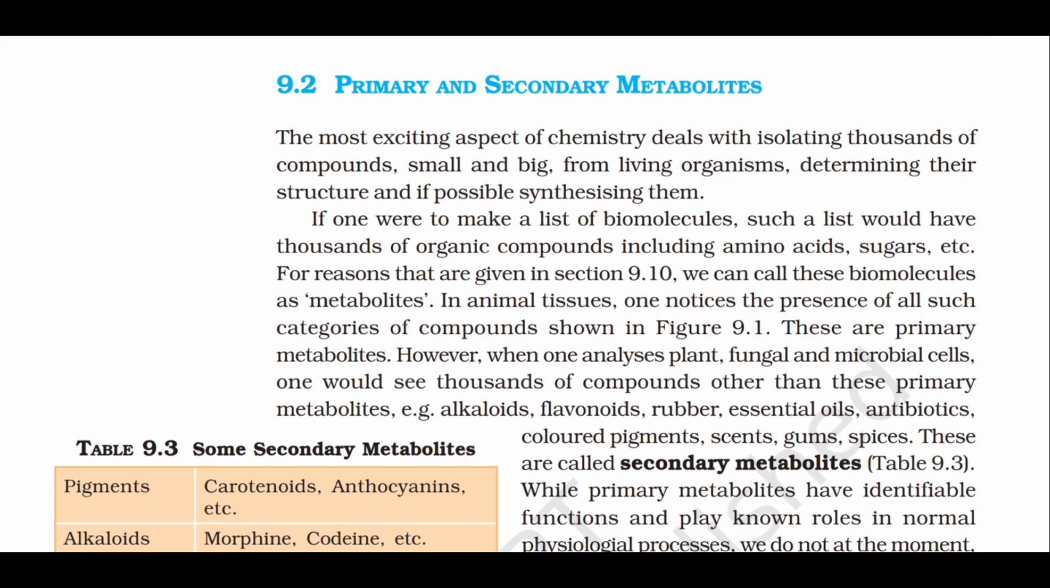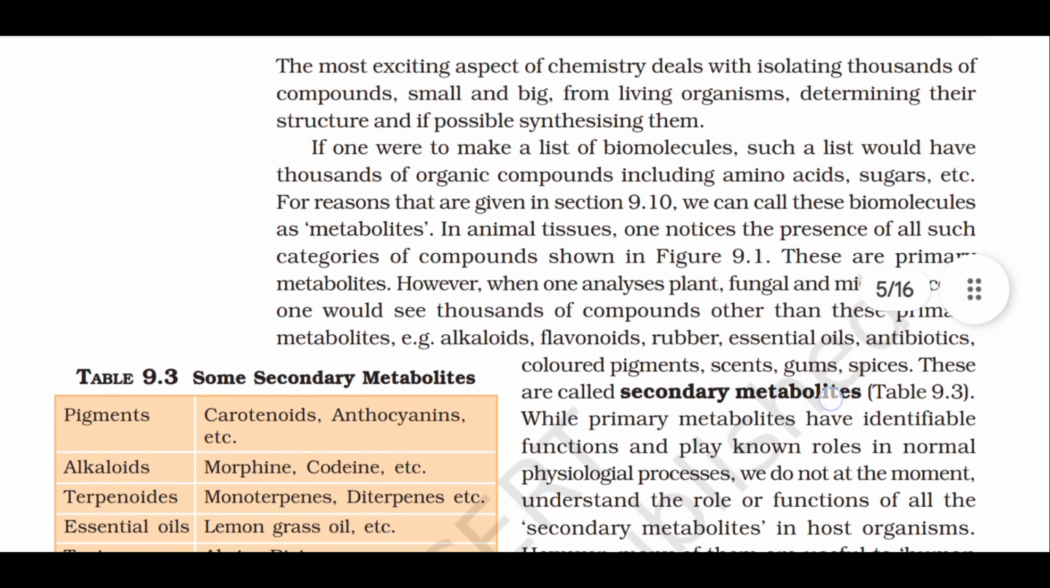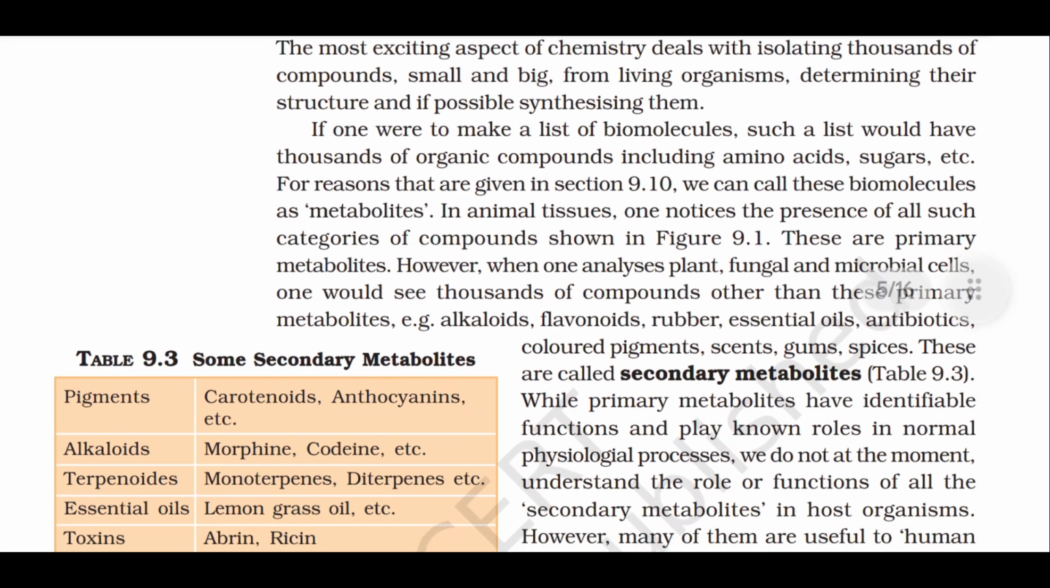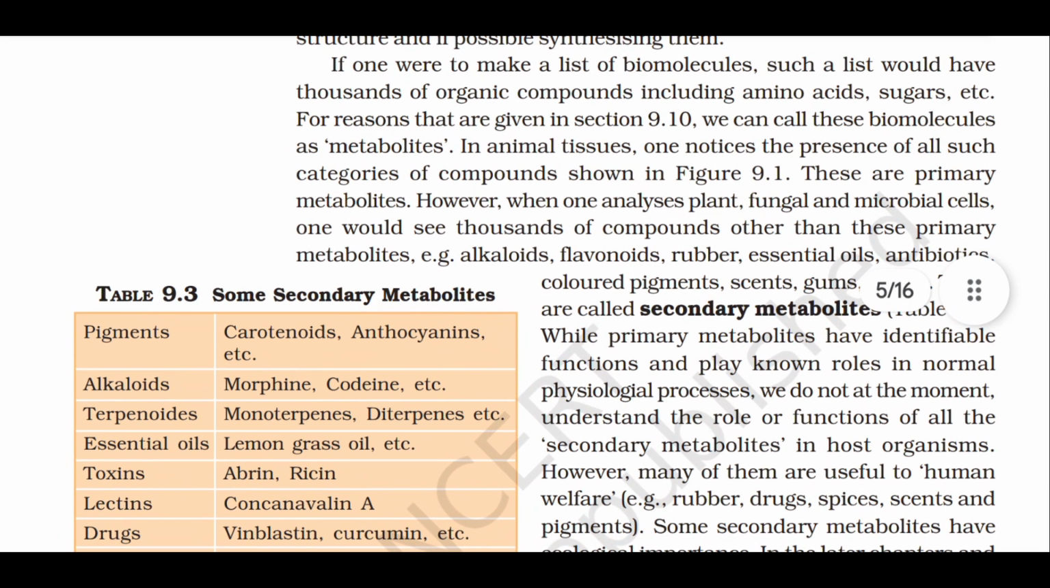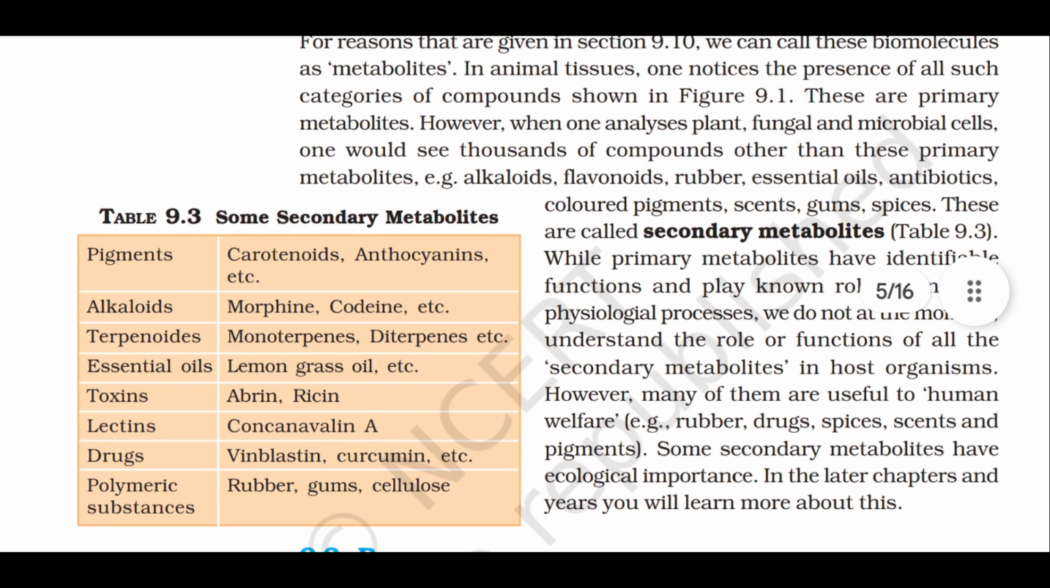In animal tissues, one notices the presence of all such categories of compounds shown in figure 9.1. These are primary metabolites. However, when one analyzes plant, fungal, and microbial cells, one would see thousands of compounds other than these primary metabolites. For example, alkaloids, flavonoids, rubber, essential oils, antibiotics, colored pigments, scents, gums, and spices. These are called secondary metabolites.